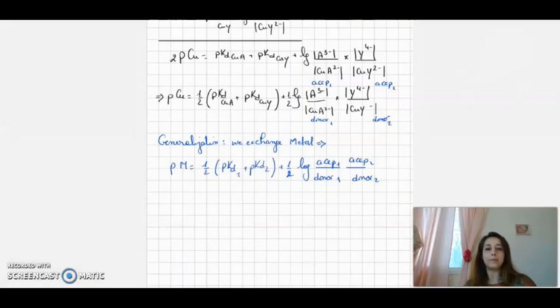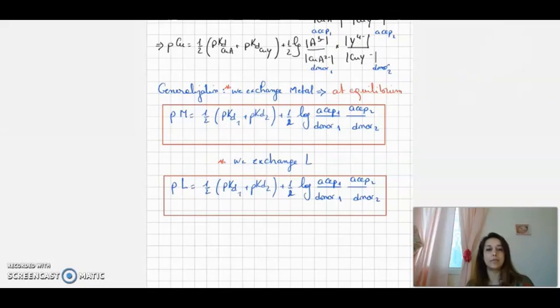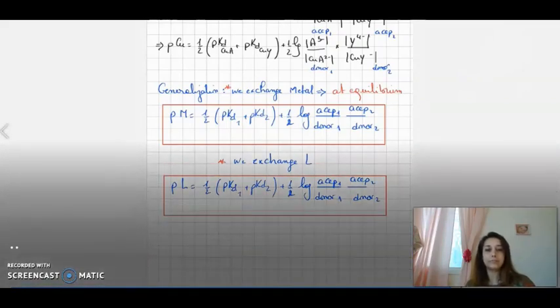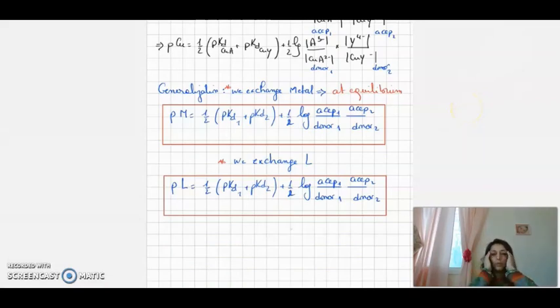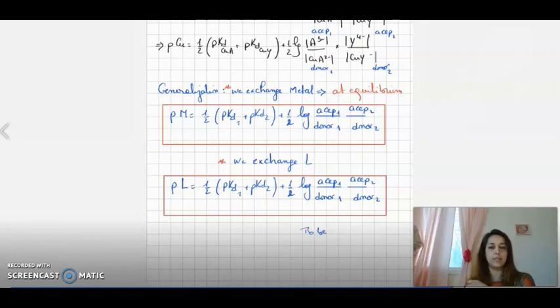If we have an exchange reaction of metal between two ligands at equilibrium, p of the element exchanged, so here pM equal half pKd plus half log acceptor over donor times acceptor over donor. Same if we have exchange of L between two metals, so pL equal half pKd plus half log acceptor of the first couple over donor times acceptor of the second couple over donor. This formula could be applied directly.